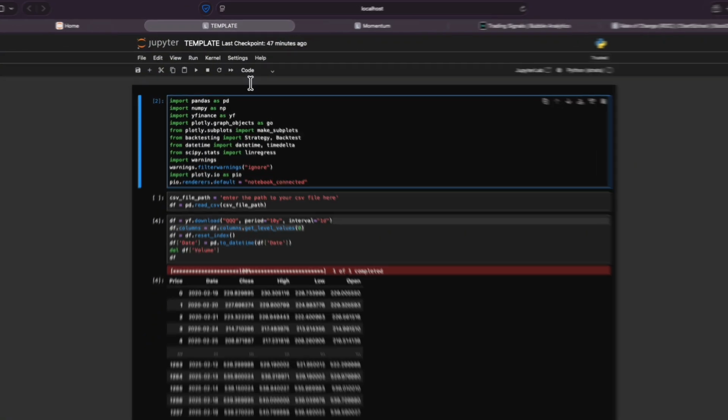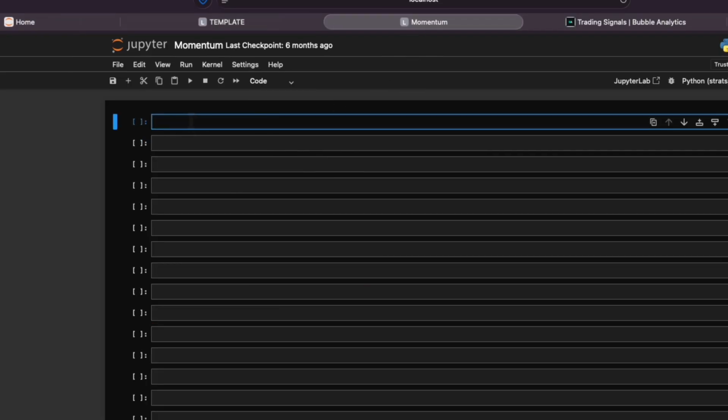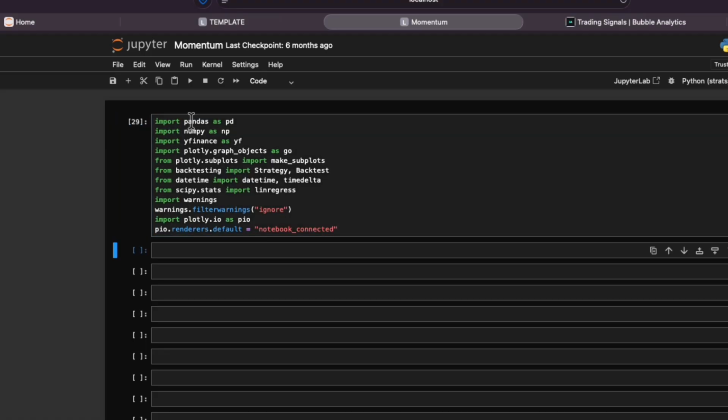So let's get going then. So as usual, first job is always to import our libraries. So I'm going to take all of that code block here and paste that in there and hit Shift Return to initialize them. These contain libraries with pre-built functionality that we're going to make use of when we create our strategy and then backtest it.